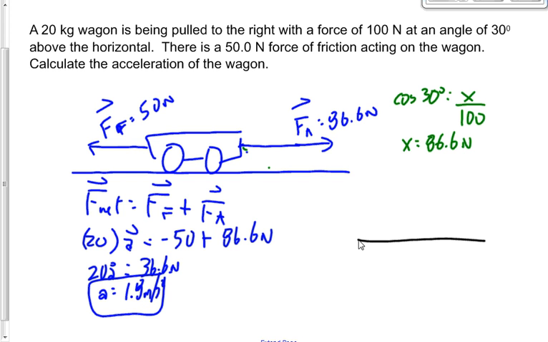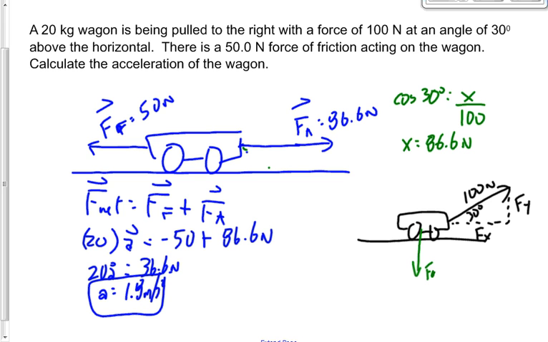So here's the wagon again. There's that applied force of 100 newtons up at an angle of 30 degrees. We'll call this Fx, the x component of that force, which we just calculated, 86.6. We'll call this Fy. We have a force of gravity acting down, and we have a normal force acting up. It's smaller this time than the force of gravity, and therefore does not cancel gravity, does not balance gravity.